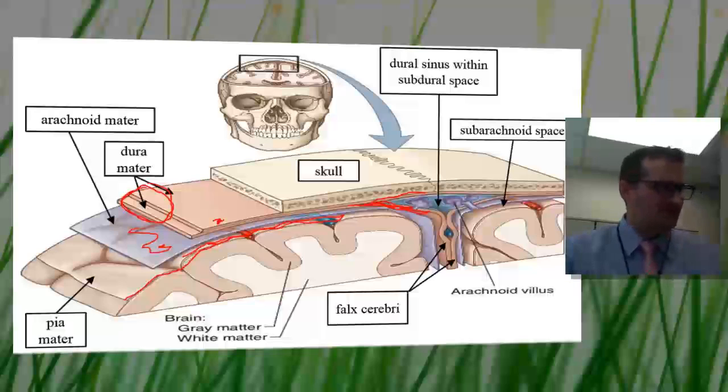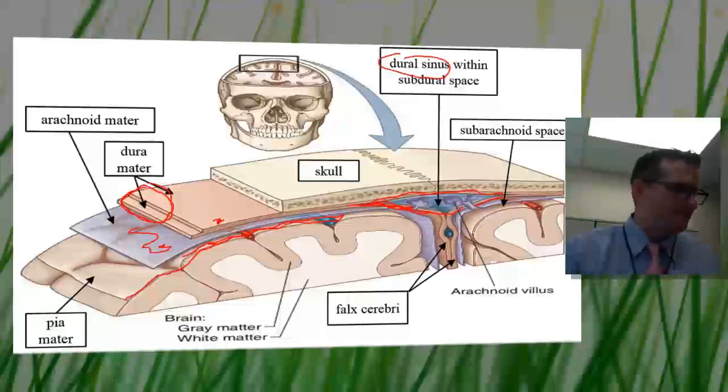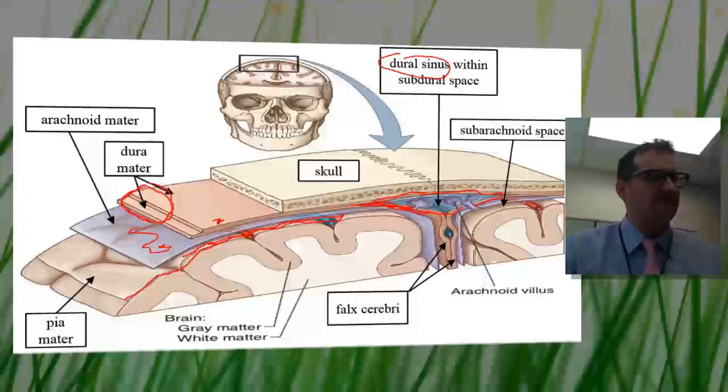The dura mater separates to create spaces in the brain called dural sinuses, and these are full of venous blood. So this is a dural sinus here. These sinuses collect blood that is passed through the brain and is on its way back to the heart. A subdural space separates the dura from the arachnoid. The subarachnoid space separates the arachnoid from the pia mater.